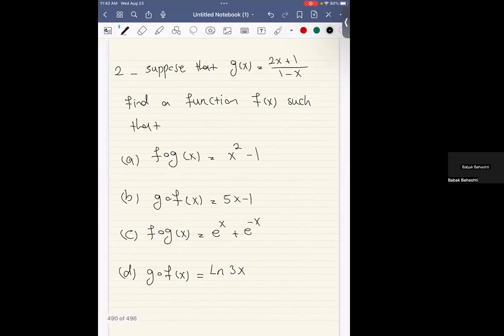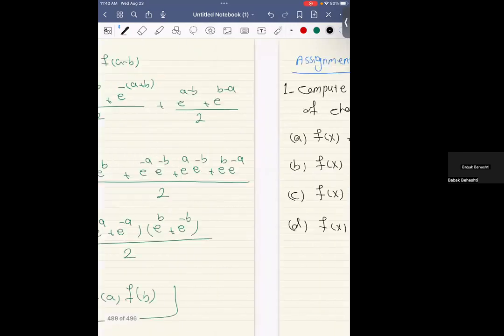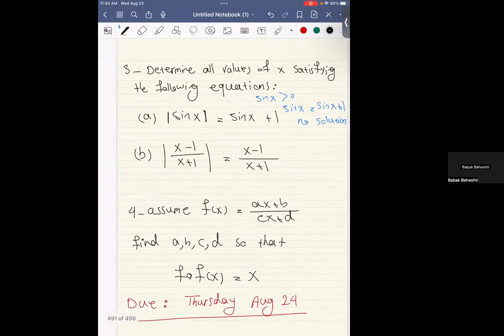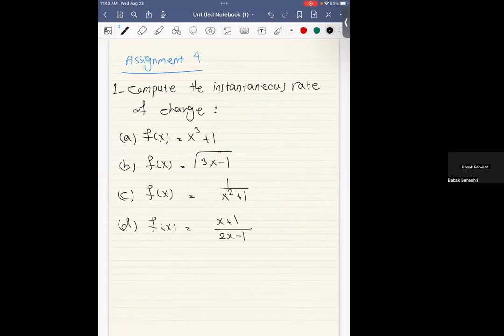Now let me give some hint for this assignment, maybe. So the first question, instantaneous rate of change. Let me do 1D for you. Maybe it's some computations a little bit messy.